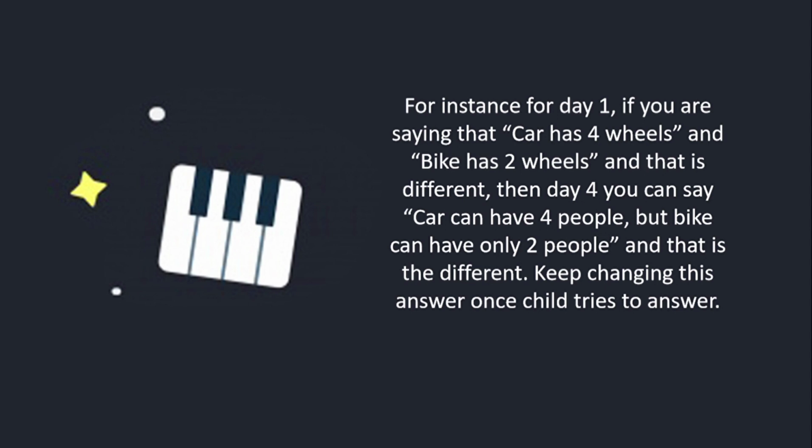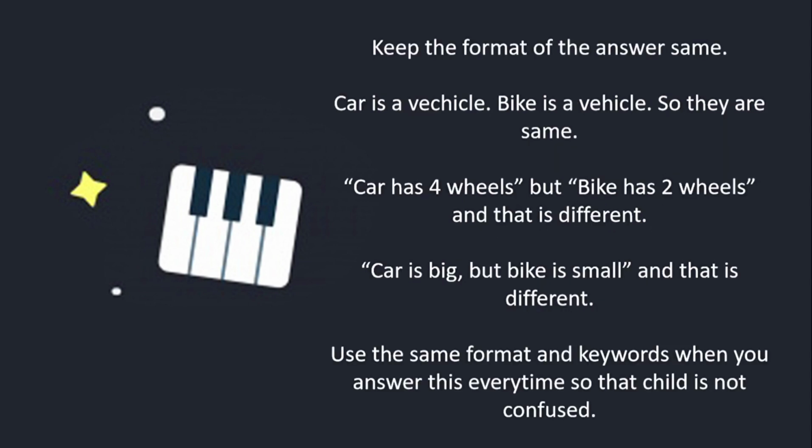For instance, on day 1, you say that car has 4 wheels and bike has 2 wheels, and that is different. Then on day 4 you can say car can have 4 people but bike can have only 2 people, and that is different. Keep changing this answer once the child tries to answer. Keep the format of the answer the same.